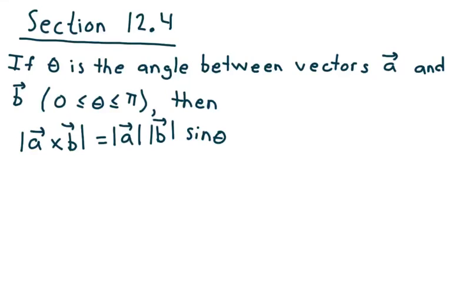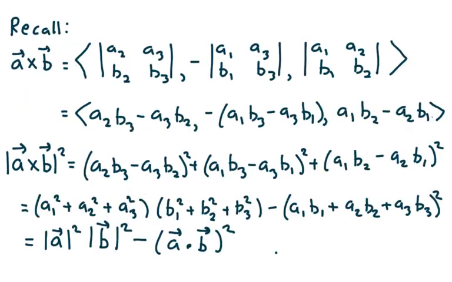This is a video from section 12.4 and it's based off the lecture notes. If theta is the angle between vectors A and B, where theta is between 0 and pi, then the magnitude of A cross B is equal to the magnitude of A times the magnitude of B times sine of theta. Let's go ahead and take a look at the proof.